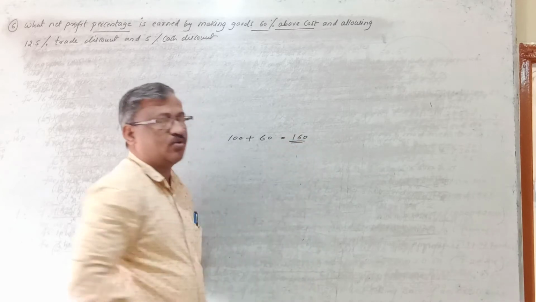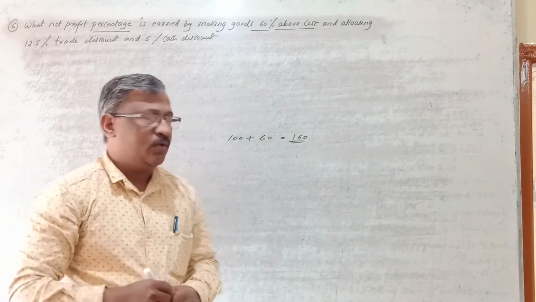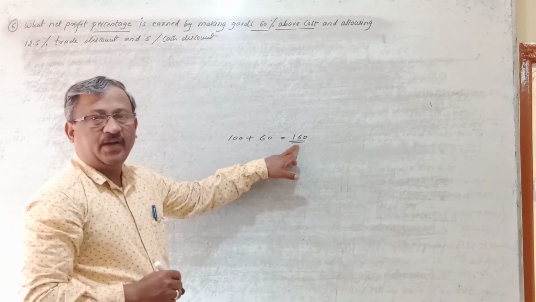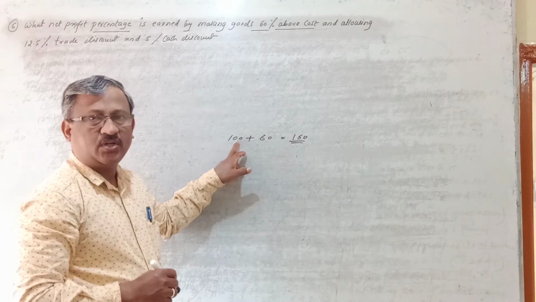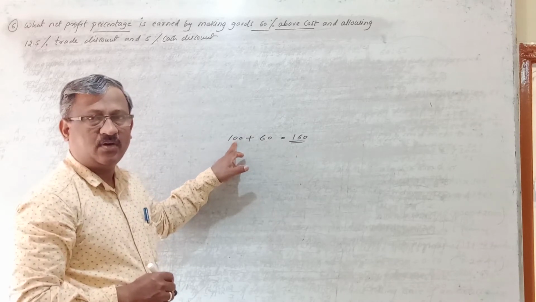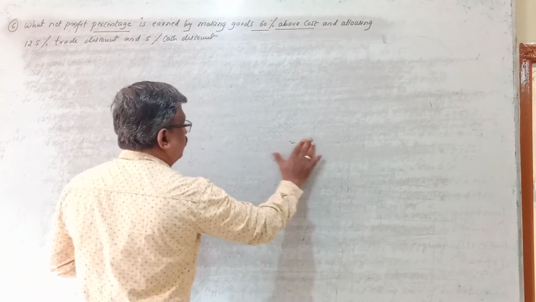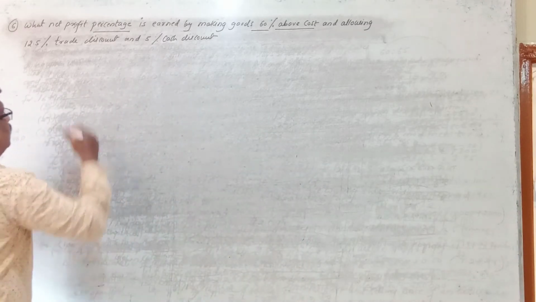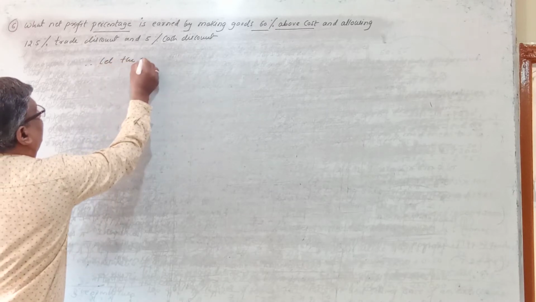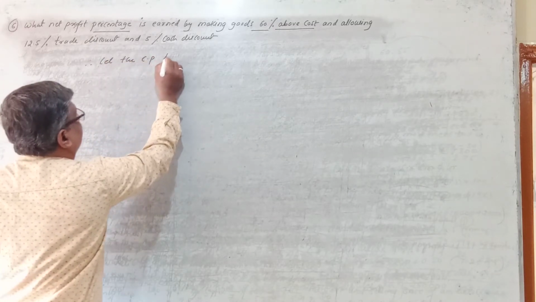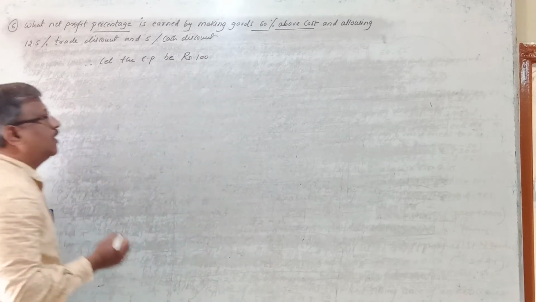So 160 is called the mark price, list price or the catalog price. So here we have to find out the catalog price. For that we need the cost price, which is not known. So the cost price I am assuming as rupees 100. So let's begin with the solution. Again, as before, I will assume the cost price. Let the cost price be rupees 100.